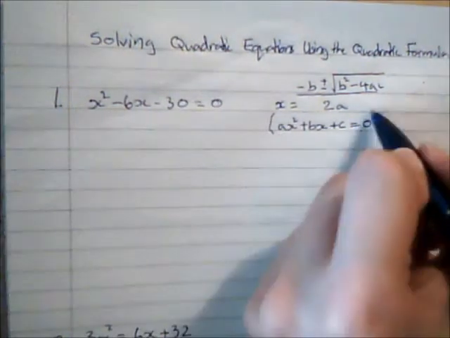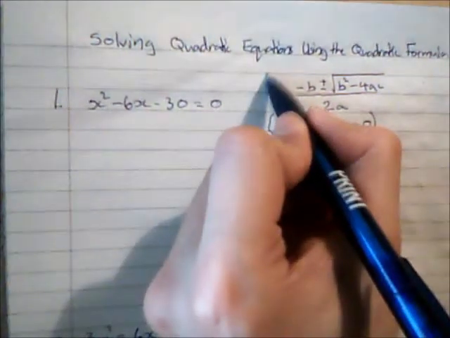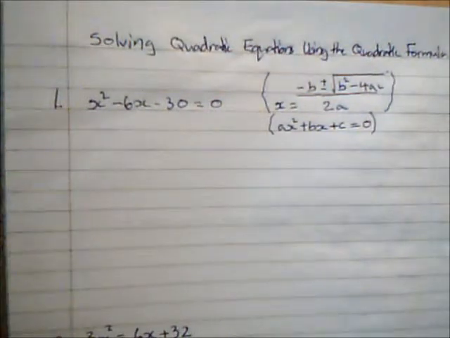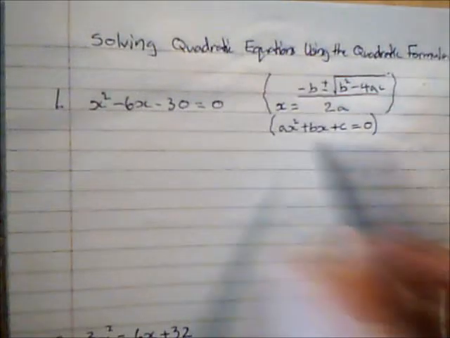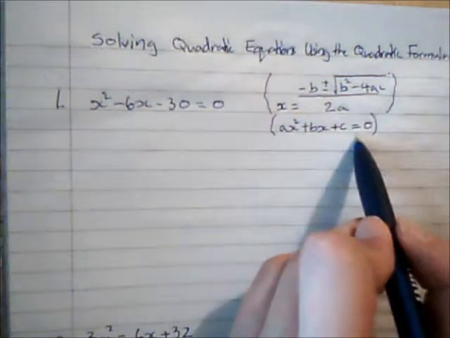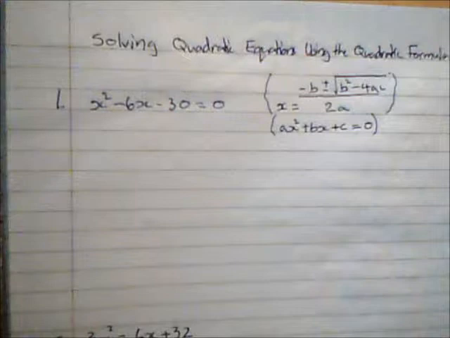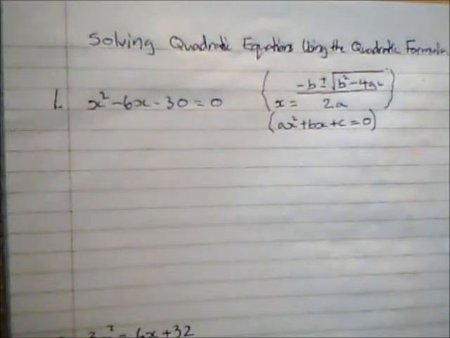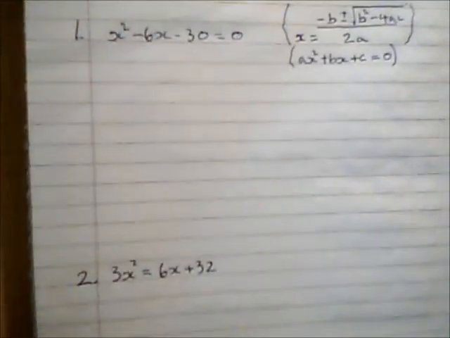So these two bits of information are required in order for us to use the quadratic formula. And the quadratic formula is actually created by taking this general form of a quadratic and completing the square for it. We're not going to go through that. If you watch the video on completing the square, you will see that I've gone through that.